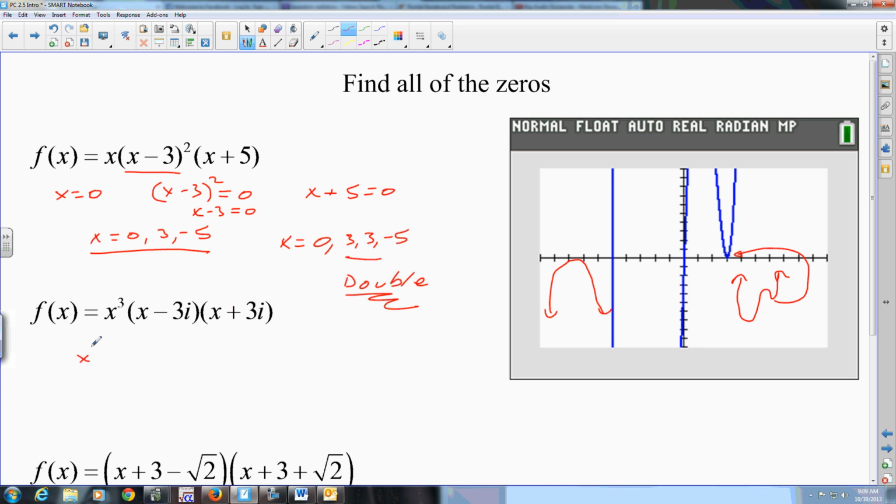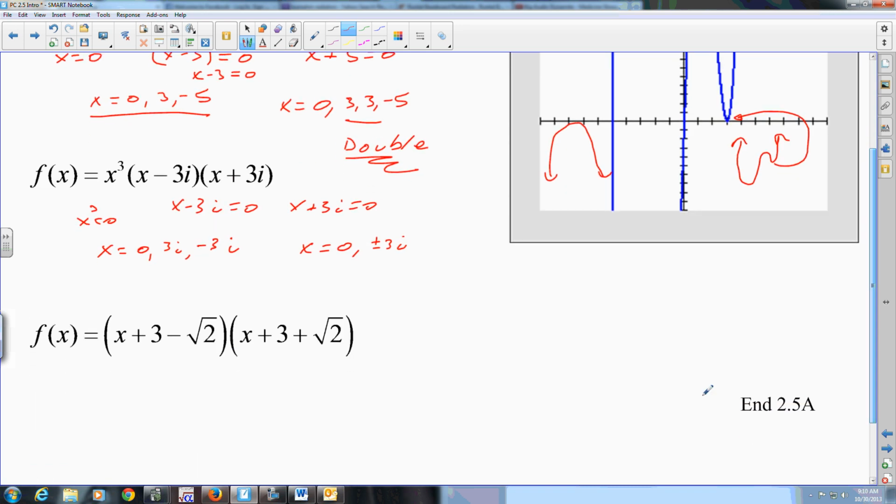So this one, setting them equal to 0, x cubed is equal to 0, so x is equal to 0. Then x minus 3i is equal to 0, so you get 3i. X plus 3i is equal to 0, so you get minus 3i. If you want, you can write x is equal to 0 plus or minus 3i. That's totally okay too. I really don't think you guys are going to have a whole lot of problems doing this.